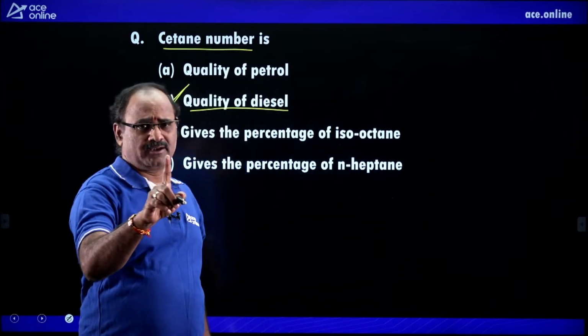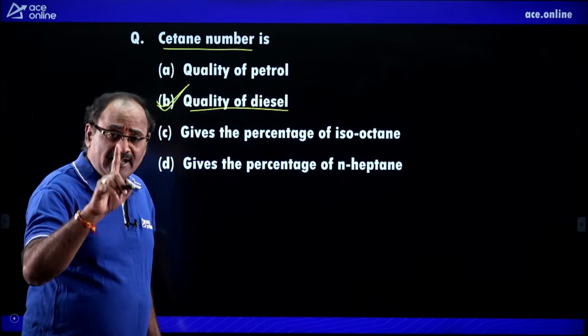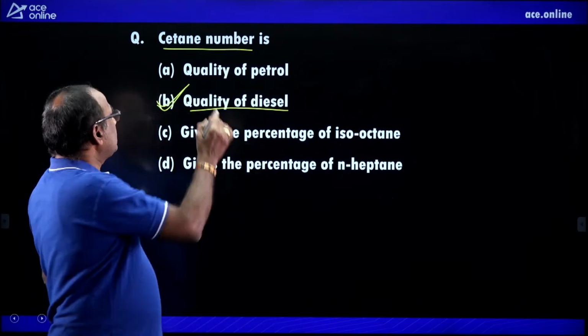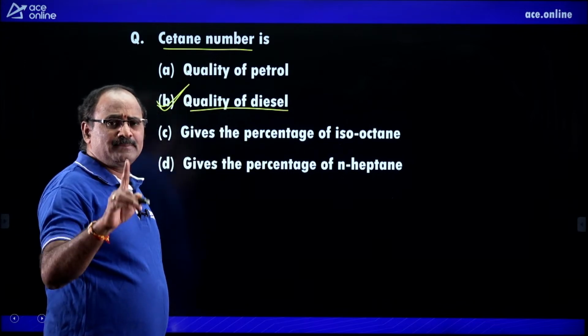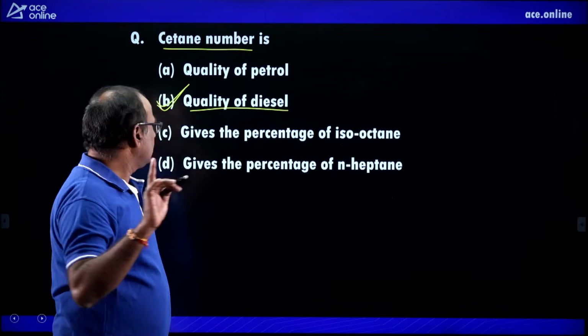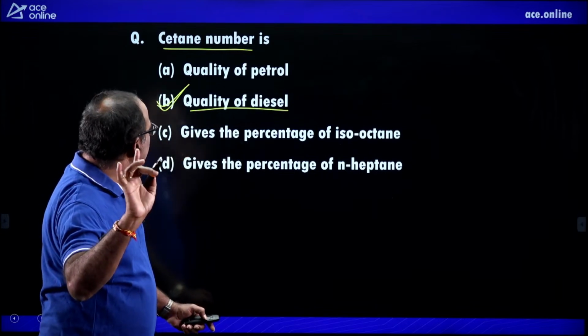Try to remember this point. This is very, very important. The quality of the diesel fuel is measured in terms of cetane number, whereas the quality of the petrol fuel is measured in terms of octane number. Anyhow, B is correct. Okay.